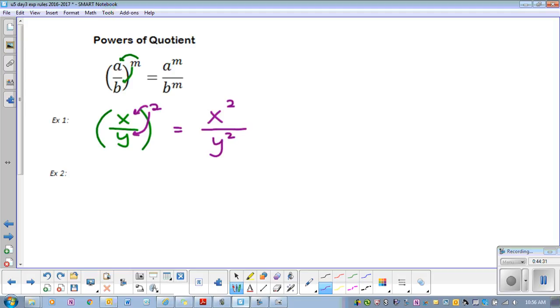Okay, but what if I had something like this? x over 27 to the 1/3 power. You still distribute. Still distribute.